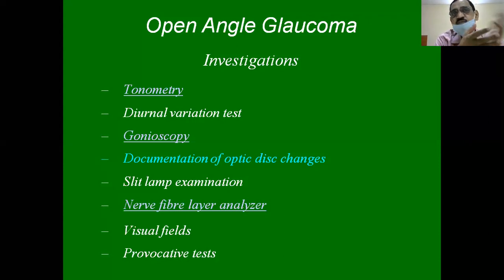So after an 8-hour fast, we take the basal intraocular pressure. We ask the patient to drink nearly about 1 liter of water, and then every 15 minutes we take the intraocular pressure. So the intraocular pressure rises up to 30 minutes, and later on it falls, even in normal and also in glaucoma cases. If there is a difference of more than 8 millimeters from the base IOP, that indicates that this provocative test is positive.